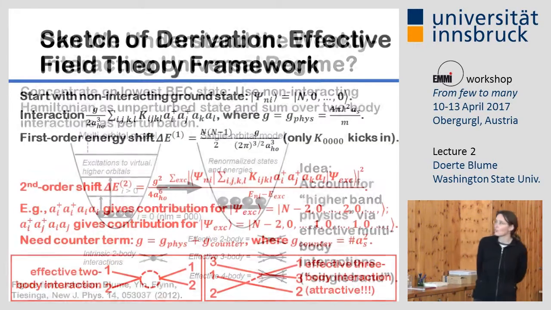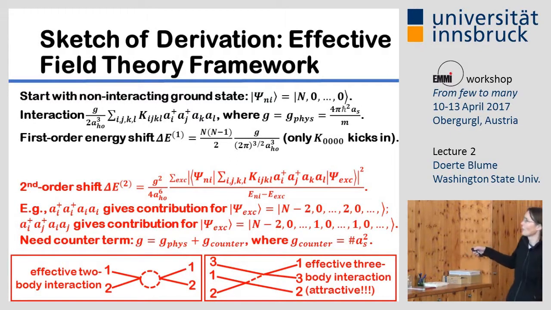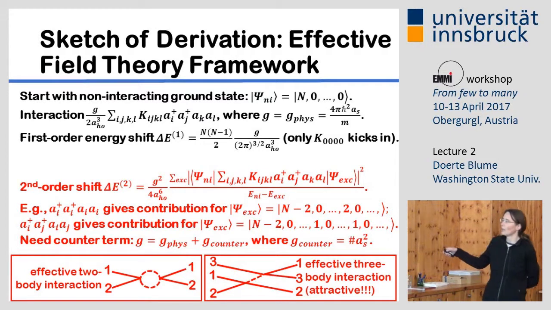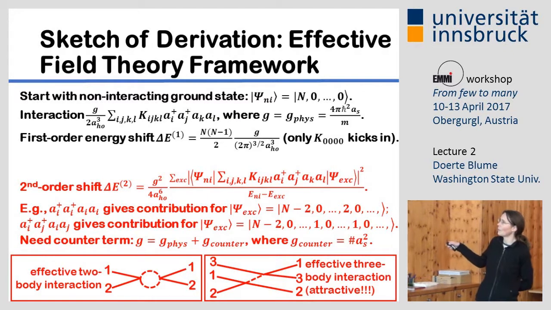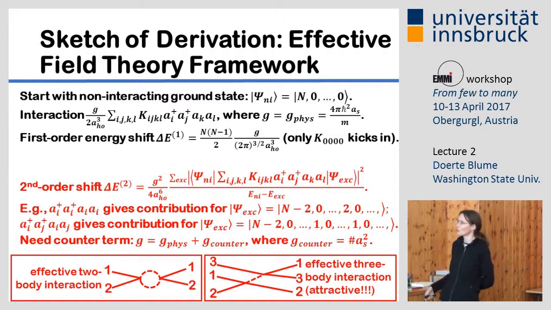So let me just sketch a little bit how we think about these. We start off with the non-interacting ground state, written as a Fock state here. We have our interactions here and our coupling strengths. And in first order perturbation theory, we just get an energy shift. Then in second order perturbation theory, I've written down the expression here. Things get a little bit more interesting because we have these excited states that contribute, where, say, two particles are promoted out of the lowest state into excited states and so on.